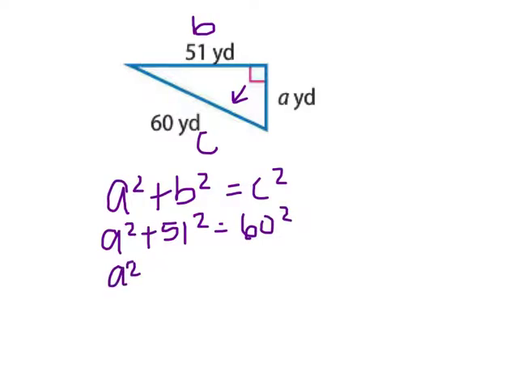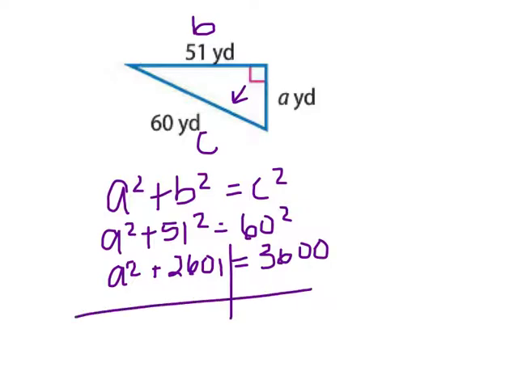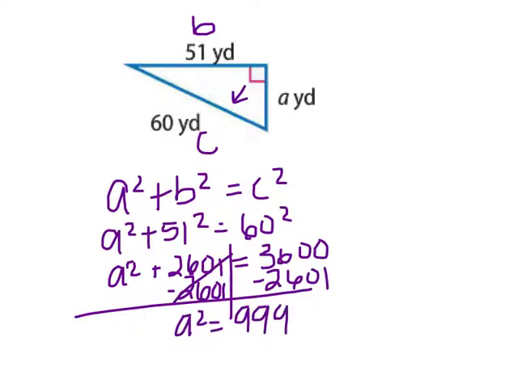That's A squared plus 2,601 equals 3,600. We're solving for A, so we're going to subtract 2,601. We get A squared equals 999. We're going to square root A squared because we want A by itself, and we get approximately 31.6 if we put that in a calculator, or we could have estimated it, where you did the square root before and the square root after, and we would have gotten approximately 32.